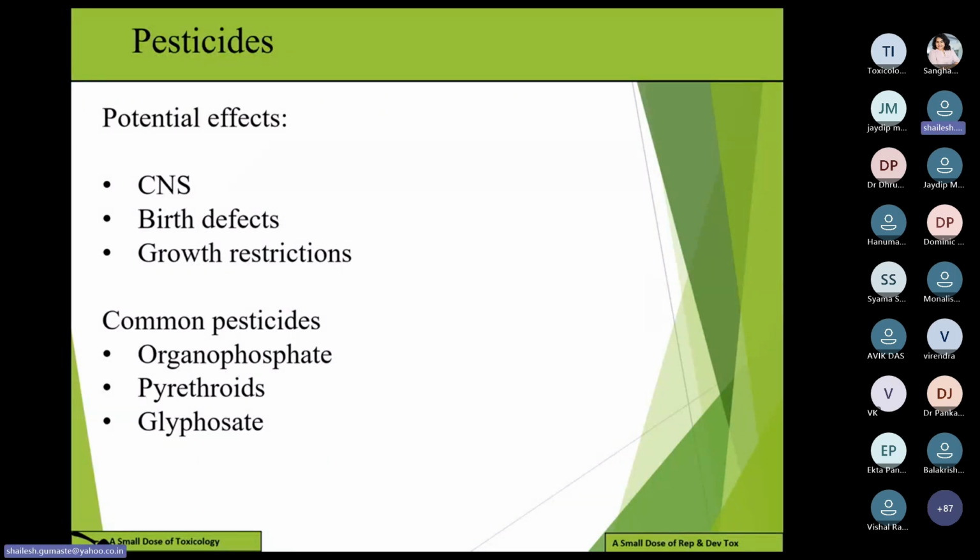What are the common pesticides? These are organophosphates, pyrethroids, and glyphosate. Organophosphate is a class of insecticides that can affect brain development and function. Pyrethroids are a class of insecticides that may affect neurodevelopment and increase the risk of ADHD and autism. And glyphosate is a widely used herbicide that has been linked to potential developmental toxicity.